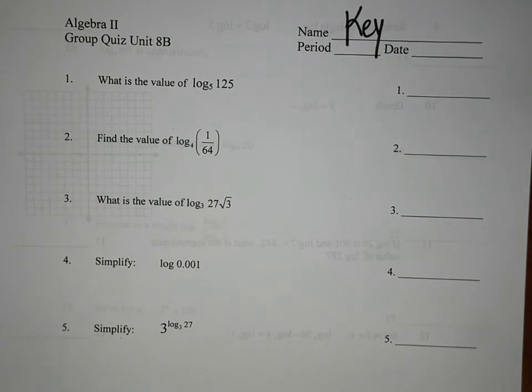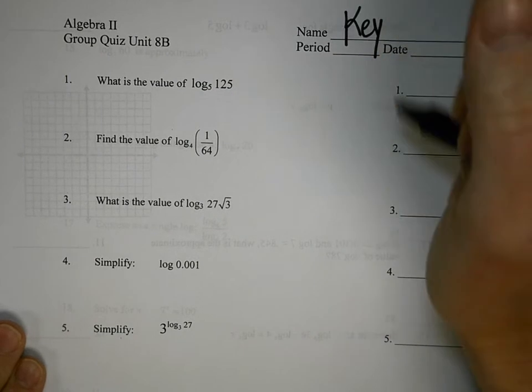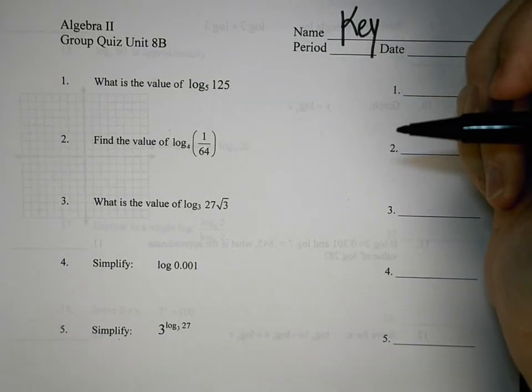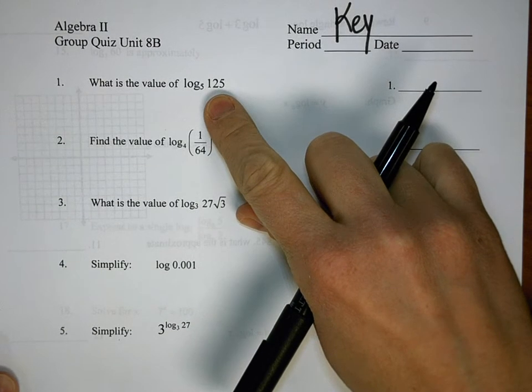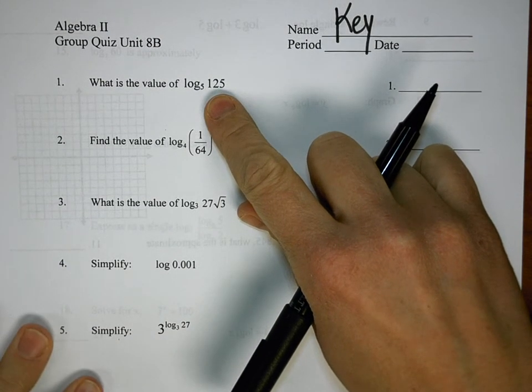Unit 8B group quiz. We're going to go ahead and begin going over this. So, number 1, it says, what is the value of the log base 5 of 125? Remember, these are similar to your log facts. So, if you can change 125 to be base 5, you can find your answer pretty quickly.